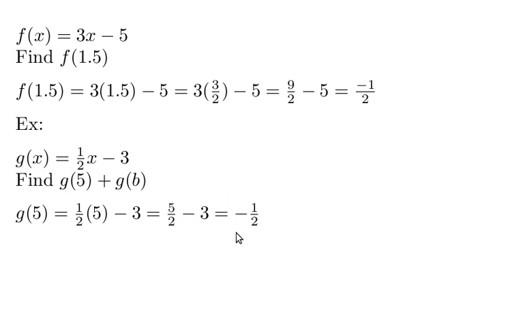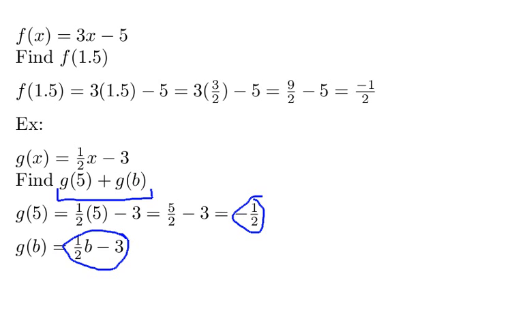So let's go on to the next part. We have g of b equals 1/2 times b minus 3. We just took the b and put it in for x. So that's actually as simplified as this gets. 1/2 times b minus 3. But we're not looking for these individually though. We're looking for these two things added together. So we just take this and add it to this.